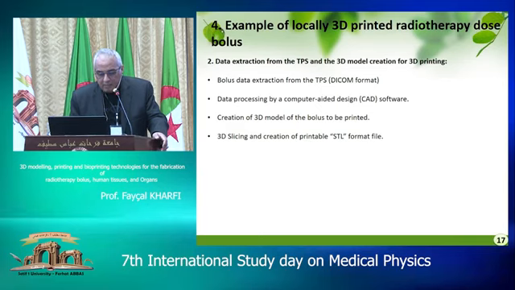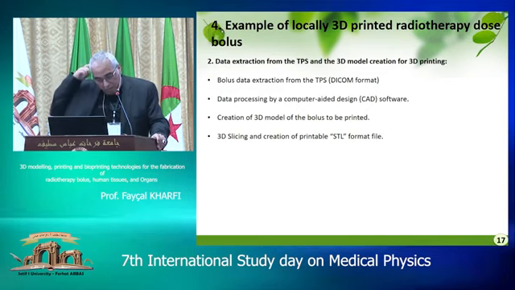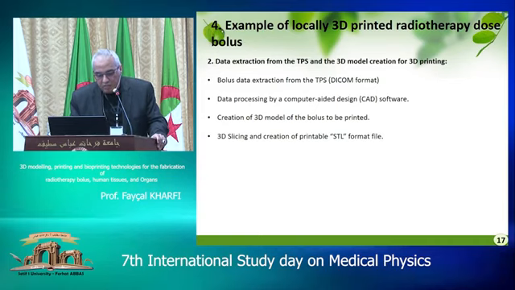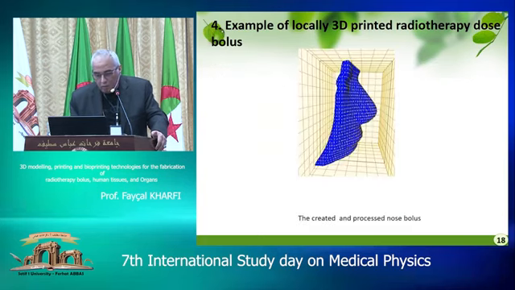Here there are four steps. First, the bolus data extraction from the TPS in DICOM format, then data processing by computer-aided design in order to get a 3D volume that we can slice. The third step is the creation of the 3D model of the bolus to be printed, and the last step is the 3D slicing and creation of a printable STL format ready to be printed. Here I just show you the model created for the nose bolus.